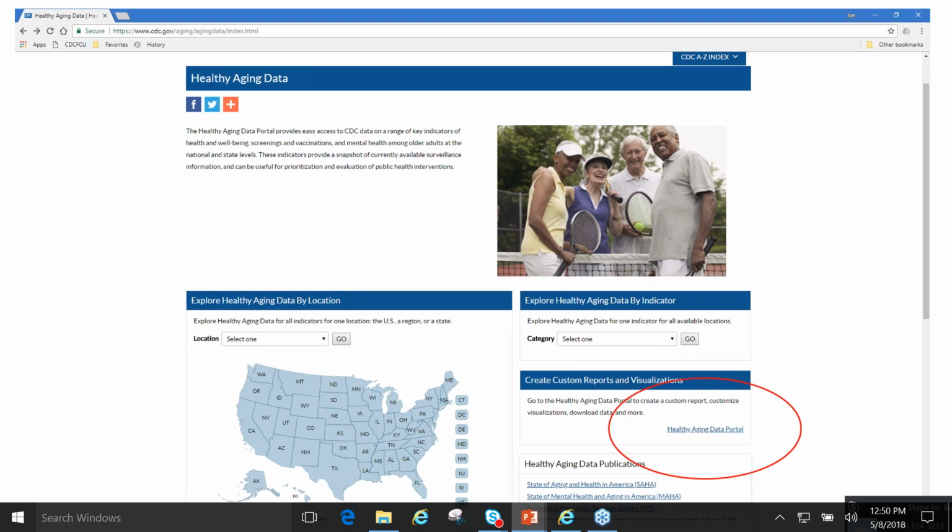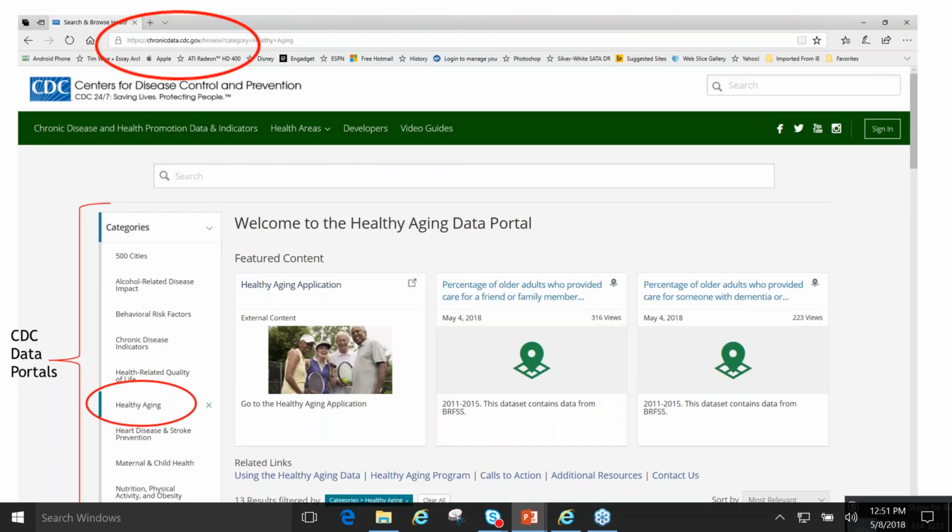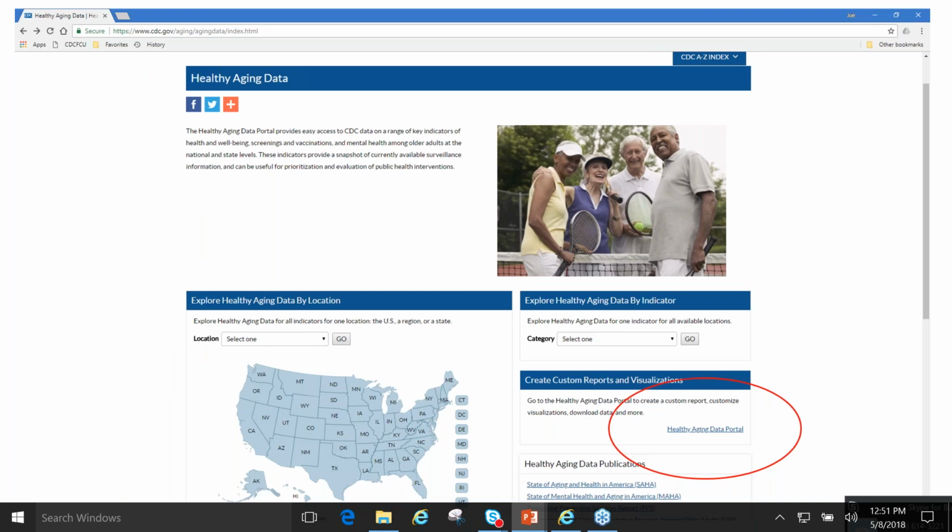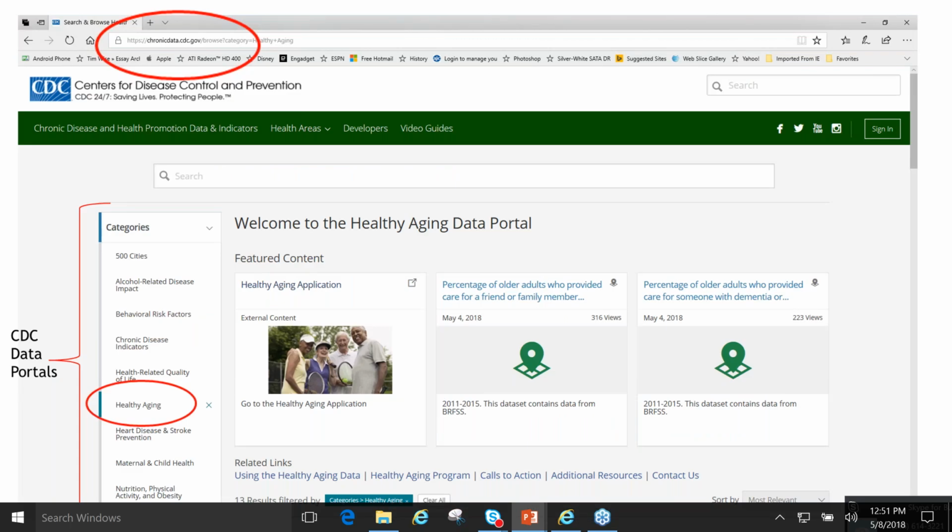Before I walk you through these two options, I'd like to mention the link that's circled in red on this slide. If you click on the link, Healthy Aging Data Portal, under the Create Custom Reports and Visualizations caption on this page, okay, now we go to the next slide. This will take you to the chronicdata.cdc.gov website, where many data sources sponsored by the National Center for Chronic Disease Prevention and Health Promotion can be found, including the Behavioral Risk Factor Surveillance System, the 500 Cities Project, and Chronic Disease Indicators.